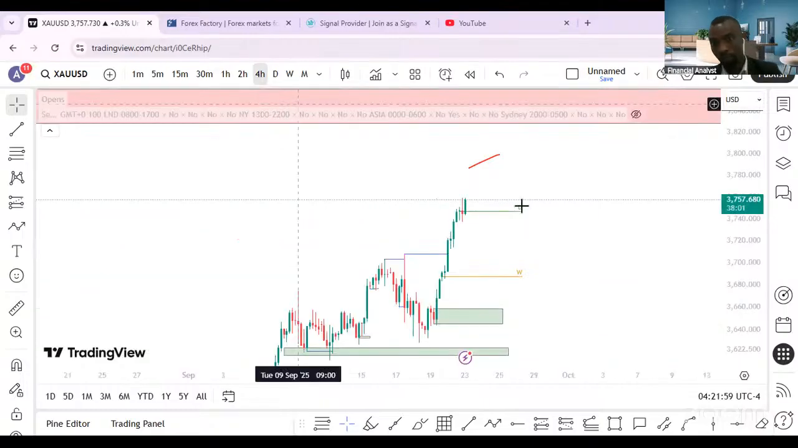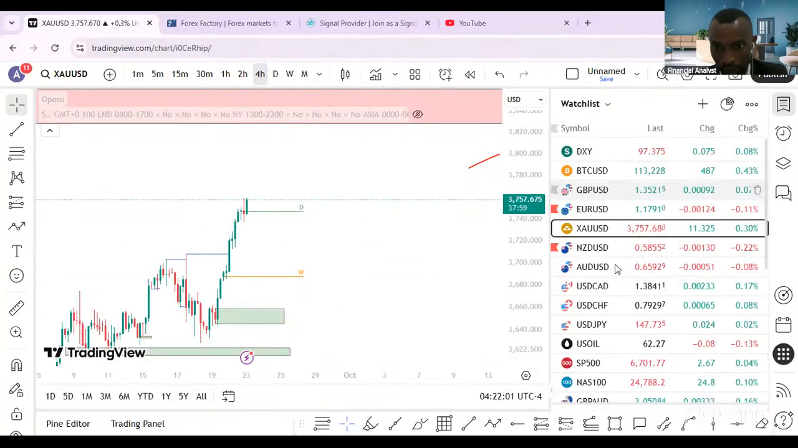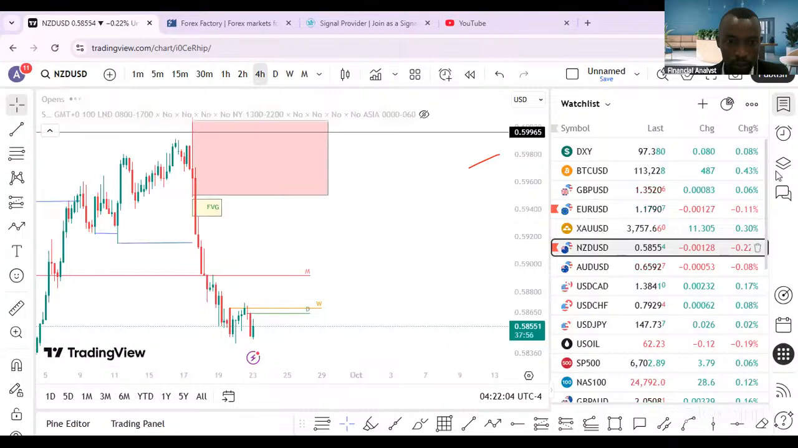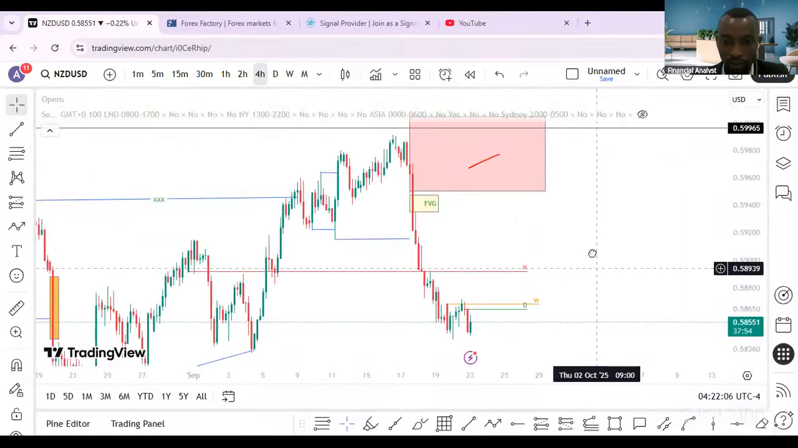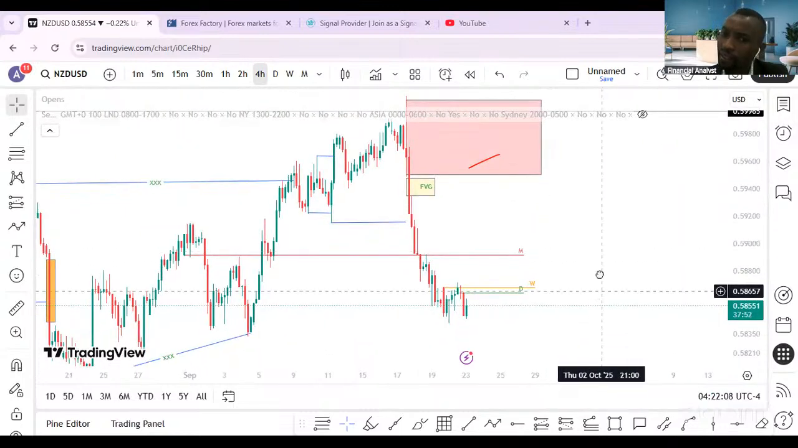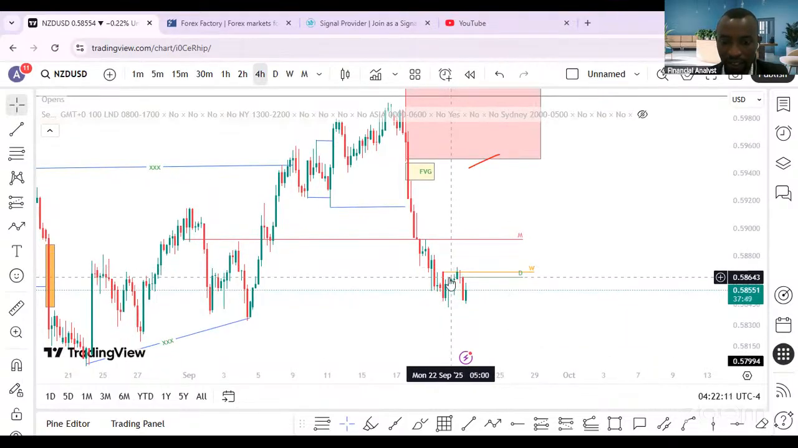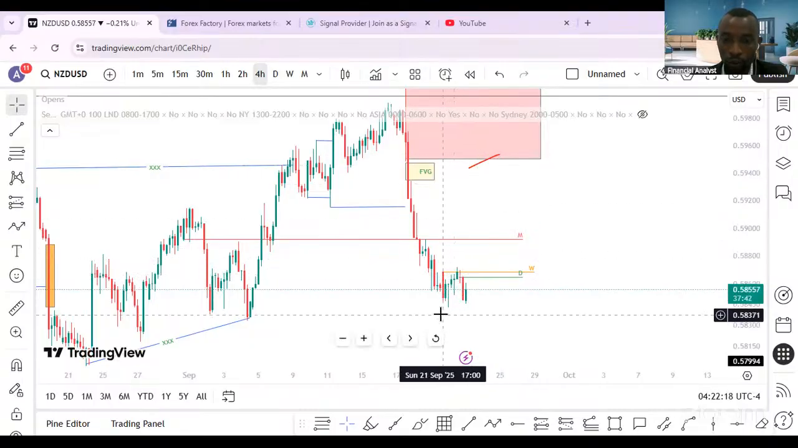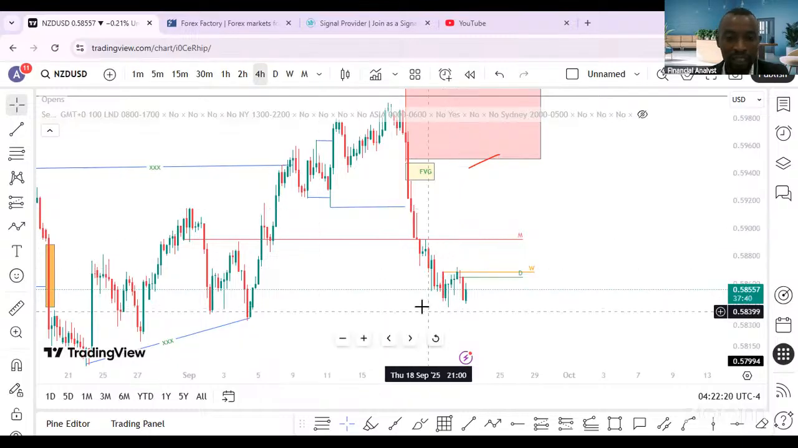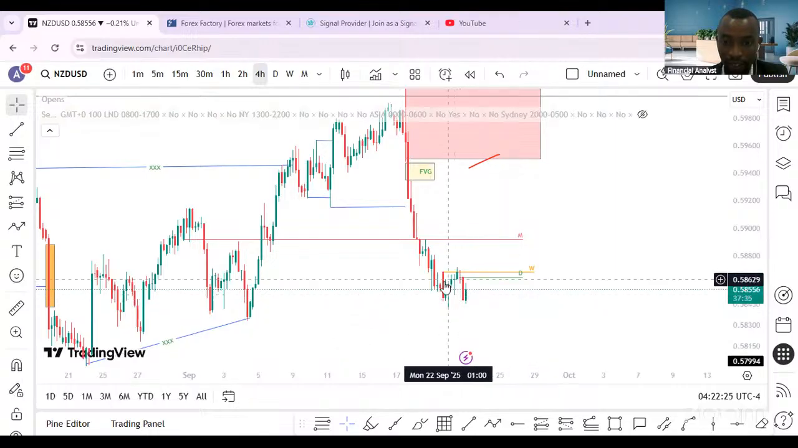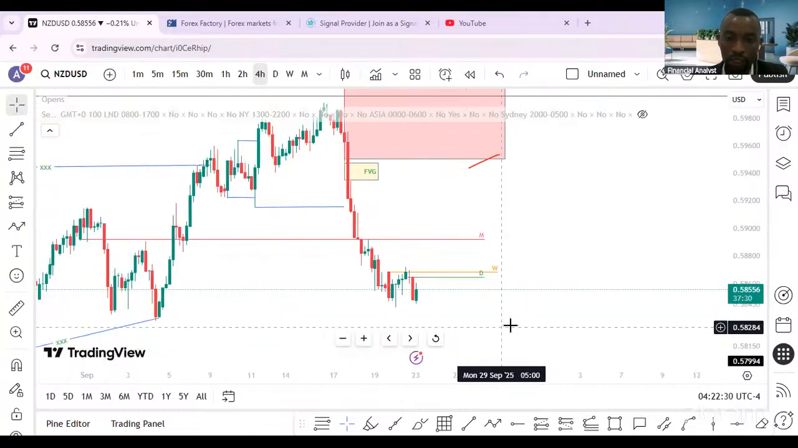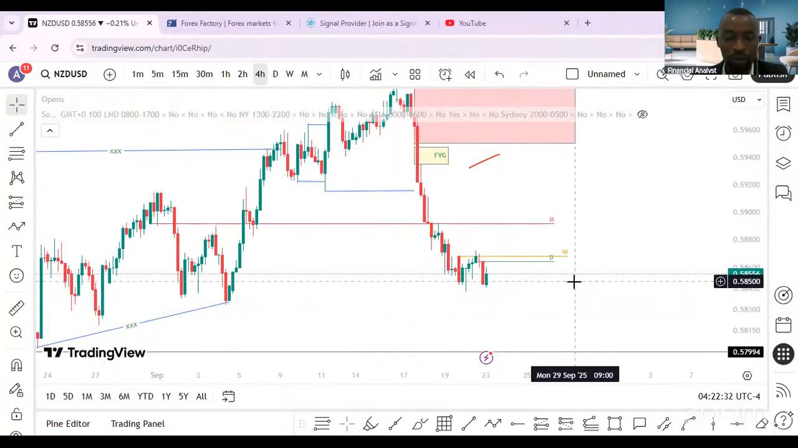So for me, let's go to NZD/USD. I tried to buy NZD/USD yesterday night, around here, just to counter trade it, at least back to this place. But when I woke up, I saw this big 4-hour candle that closed. The next thing, I just cut my loss. I don't allow this to hit stop loss before I take it.